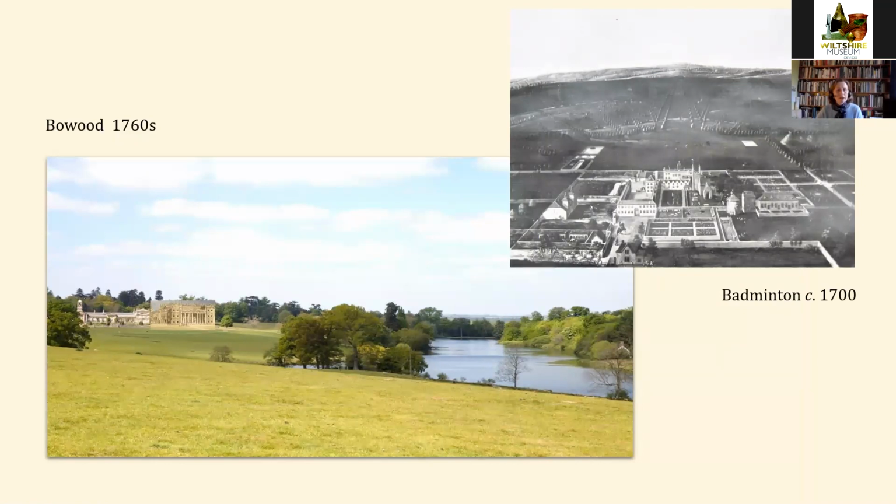By the middle of the 18th century, landscape fashion had changed completely, and many landscapes looked like this one at Bowood. This is the Badminton, and we remember the walled gardens and the axes extending into the landscape. There are no walled gardens here. There are no avenues. There are no straight lines at all. And it's not axial in any way.